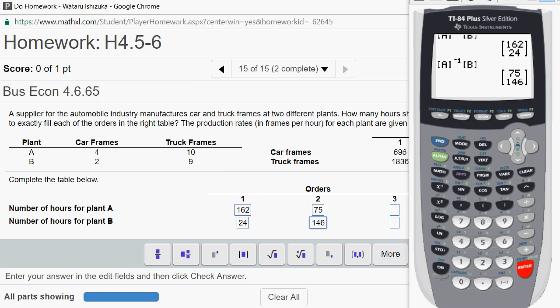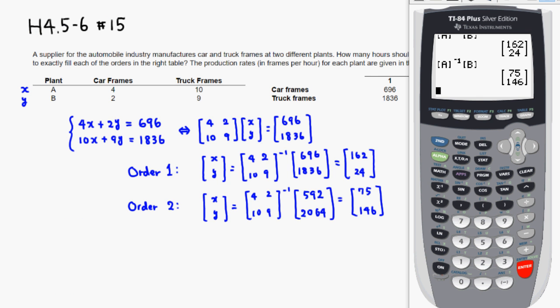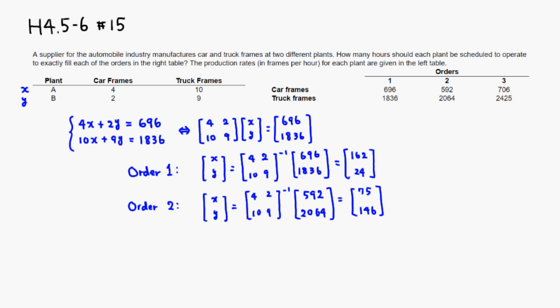Alright, so let's do order number 3. Same thing. The only thing you have to change is again the right hand side. That's the B matrix, and the new B matrix would be order number 3, so it's 706 and 2425.